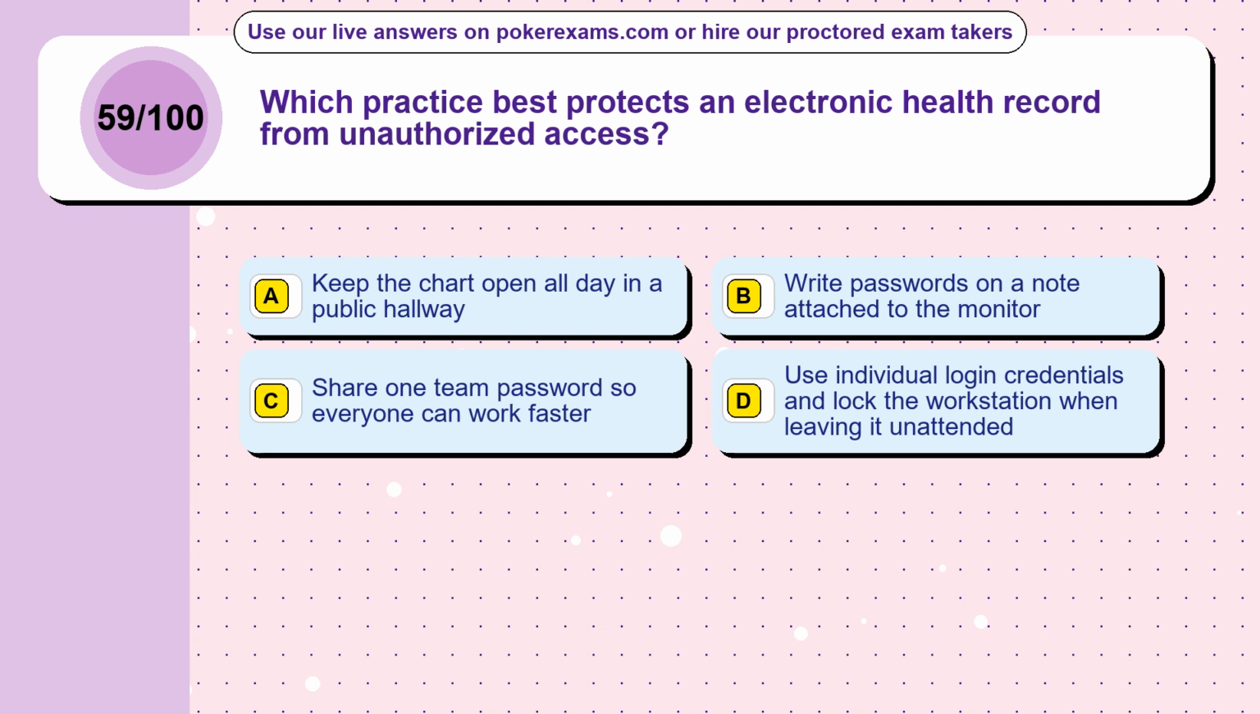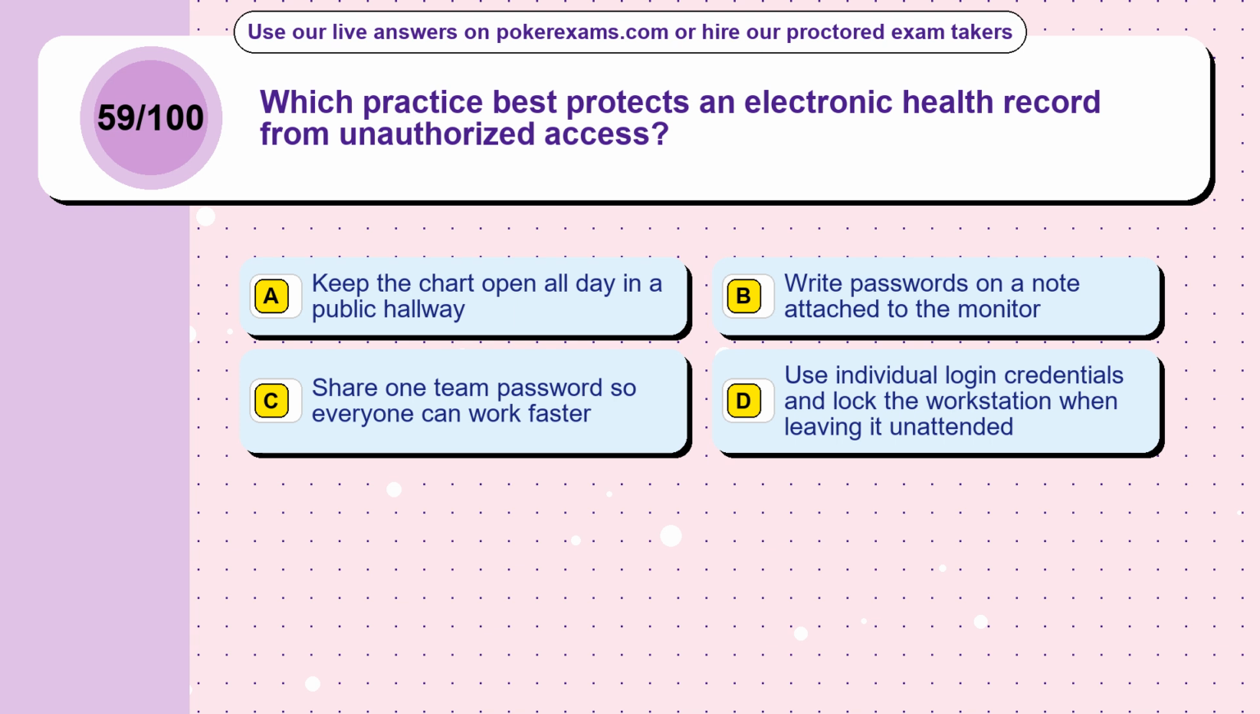Question 59. Which practice best protects an electronic health record from unauthorized access? Option A. Keep the chart open all day in a public hallway. Option B. Write passwords on a note attached to the monitor. Option C. Share one team password so everyone can work faster.